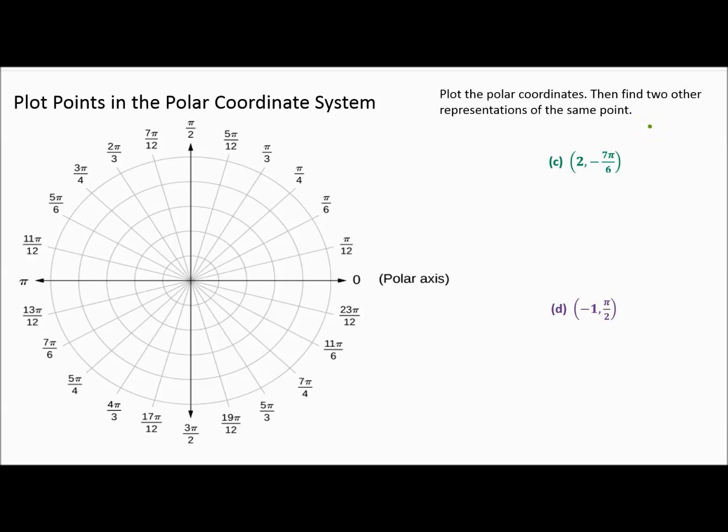Okay, so our answers need to be in radians. So I want to plot the point (2, -7π/6). Now again, hint, do the angle first. I know where positive 7π/6 is. It's right here, right? So that's all the way from here to here.